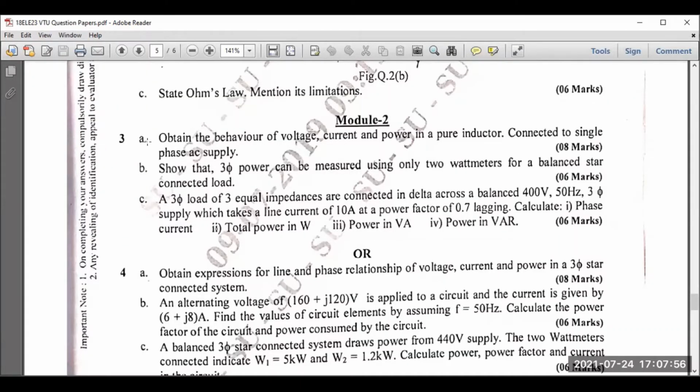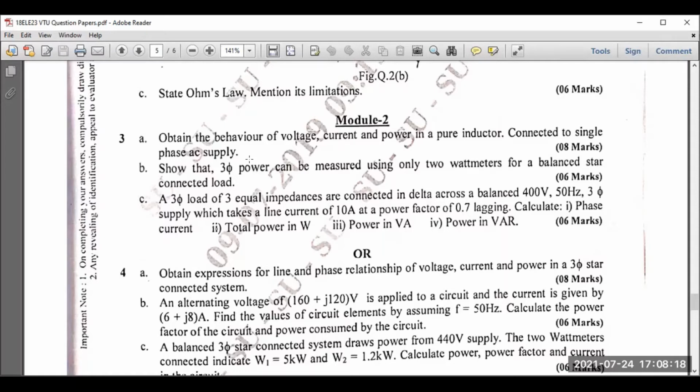Let's discuss question number 3. Obtain the behavior of voltage, current, and power in a pure inductor, which is connected to a single phase AC supply. So what is going to happen if you connect an inductor to a single phase AC? Draw the circuit diagram. It has weightage. Then write the relation between voltage and current. Say the phase angle between voltage and current is phi.